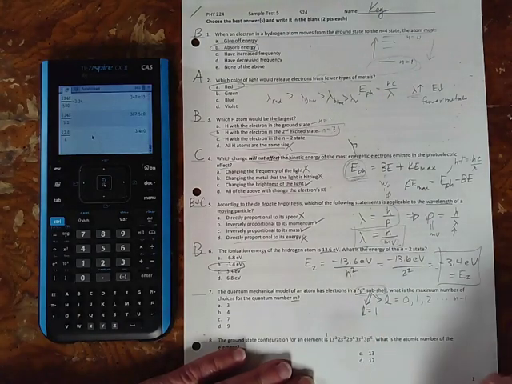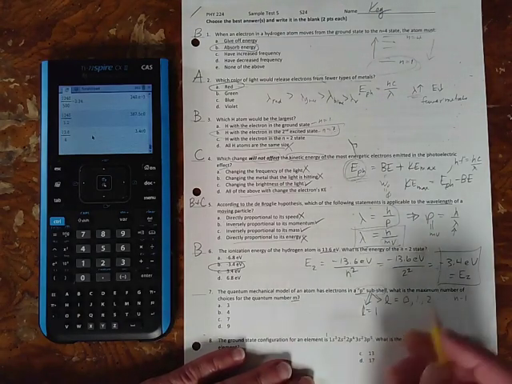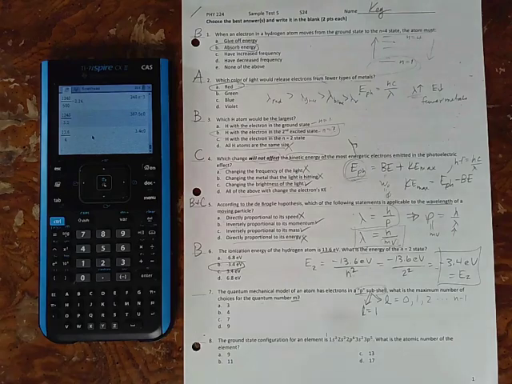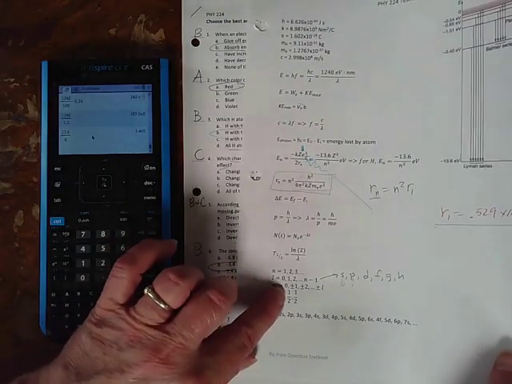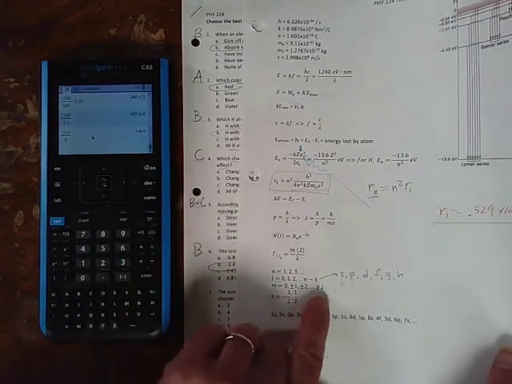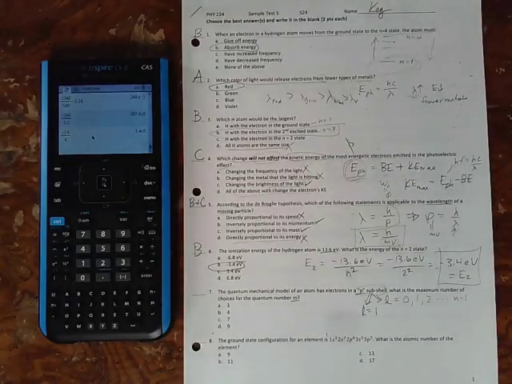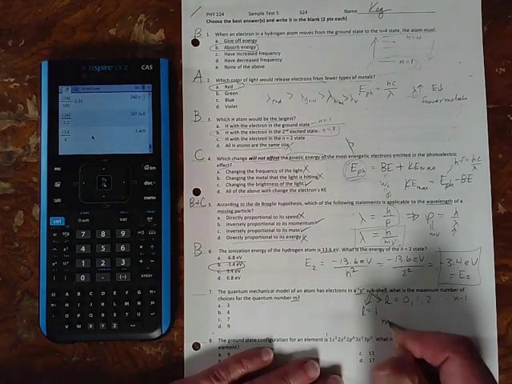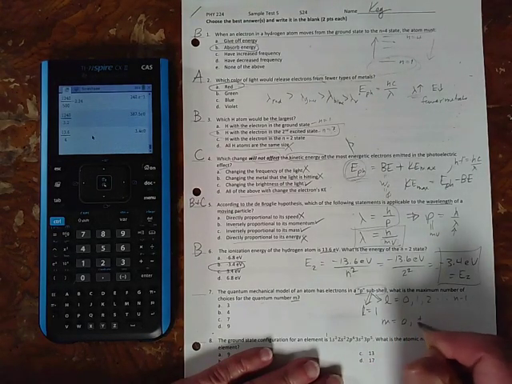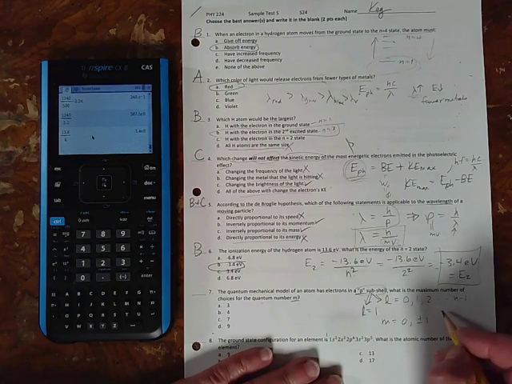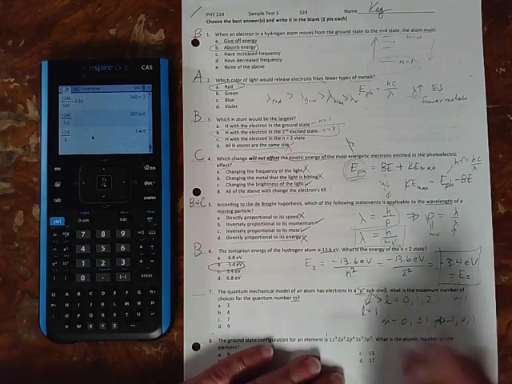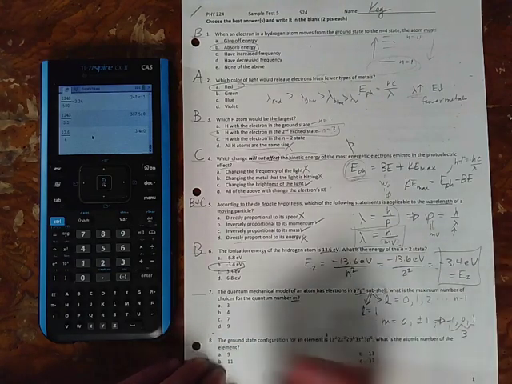All right, what's the maximum number of choices for m? So the rule said m can be 0 up to plus and minus L. So in this case, m is 0 and then plus and minus 1. So m has 3 choices. It can be negative 1, 0, or 1. So this is 3 choices. A.